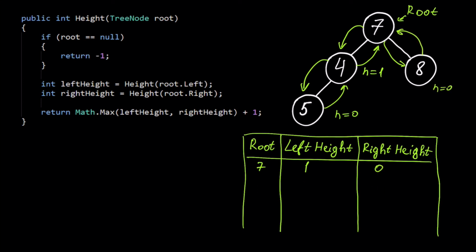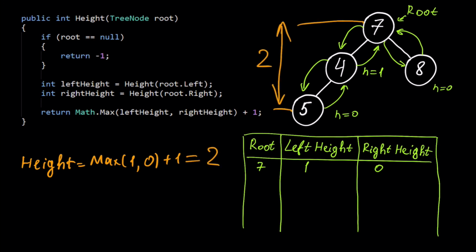The left height of the root node is 1 and the right height is 0. The height of the binary tree is the maximum between 1 and 0 plus 1. So the height of the binary tree equals 2. The time complexity of this algorithm is O(n), where n is the number of nodes in a binary tree. I hope this was educational for you.